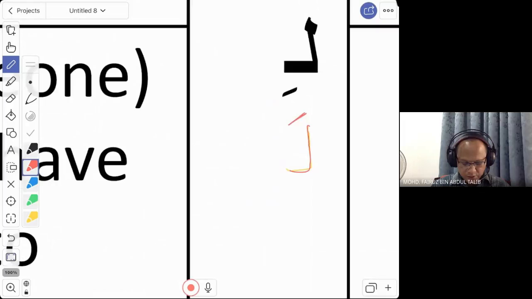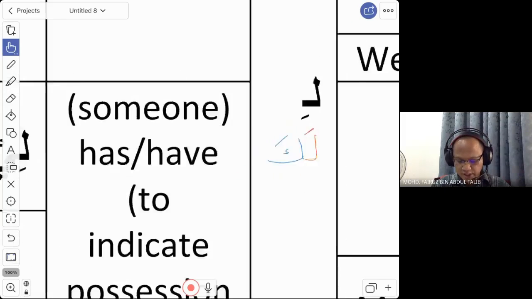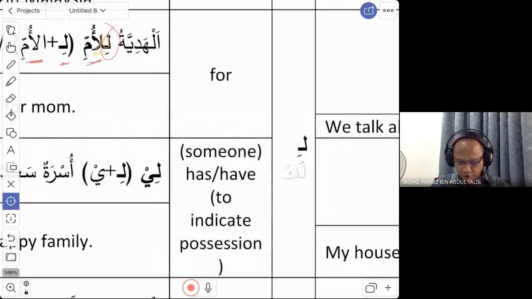Okay. La is only used with the pronouns, with ka. So for example, if you join this la to the damir ka, you don't say li ka. Okay, so in this case, you don't say li. In this case, you have to change from li to la. We say laka. Laka. What is the meaning of laka? It depends on the context. It can be either for you, or it can be you have. So you have to look at the whole sentence. Then only you will be able to translate it correctly.